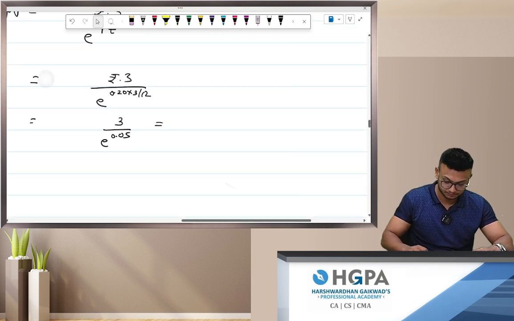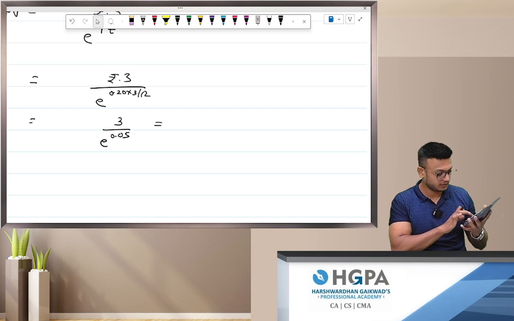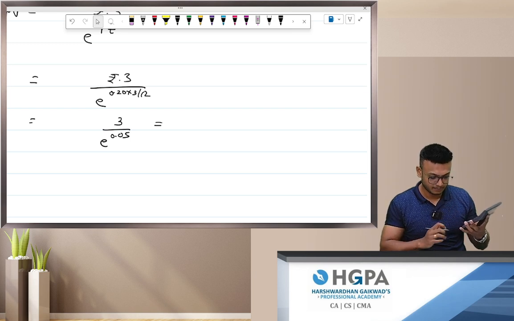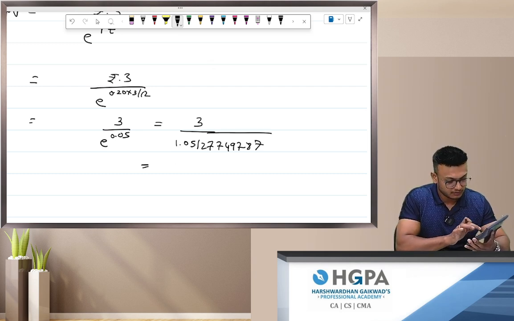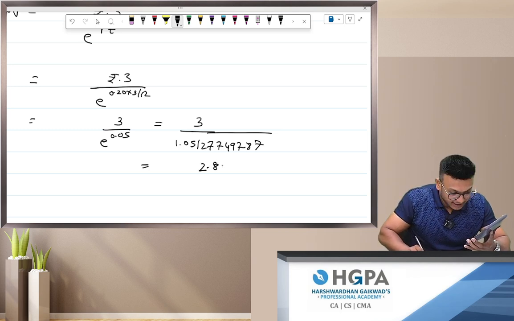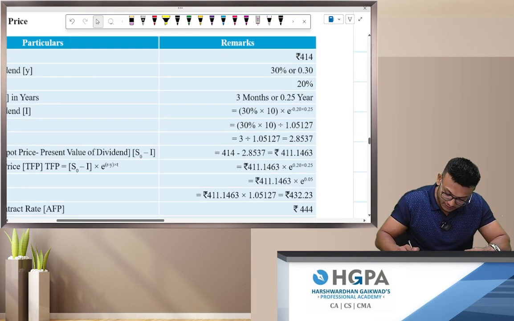Can you please tell me what is the answer? e is 2.7183. Raised to 0.05, minus 1 into 0.05 plus 1, is equal to 1.051. So 3 divided by 1.051 is 2.85. That's your answer, which will match with the model.